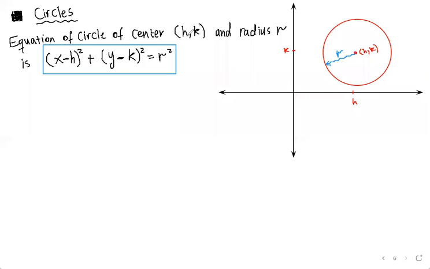Suppose the center is (0, 0). What is the equation of the circle going to be? If the center is (0, 0), what is the equation of the circle?